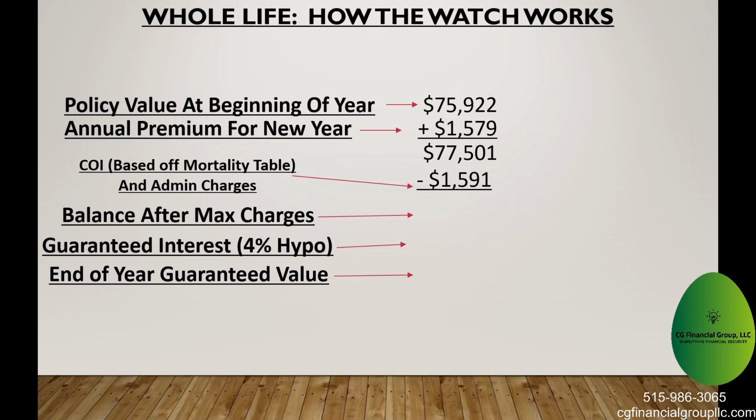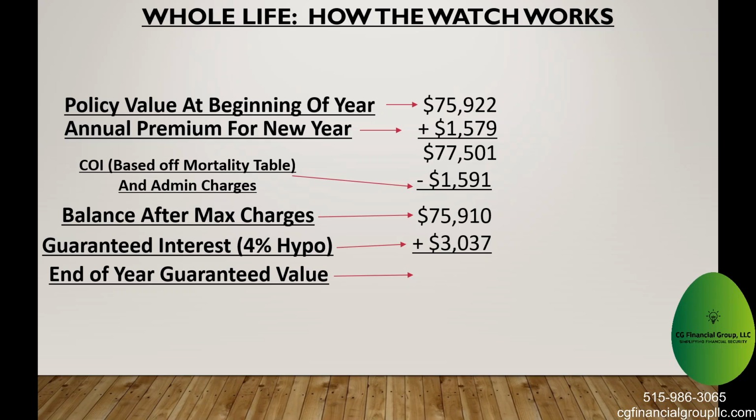But then what the insurance company does over the course of a year is, again, the debits as well as credits, right? We're going to charge you the maximum that we can, which is $1,591 based off this client's max mortality charges and the insurance company's max admin charges. So that leaves a balance after the $1,591 is taken out of the $77,501 of $75,910.